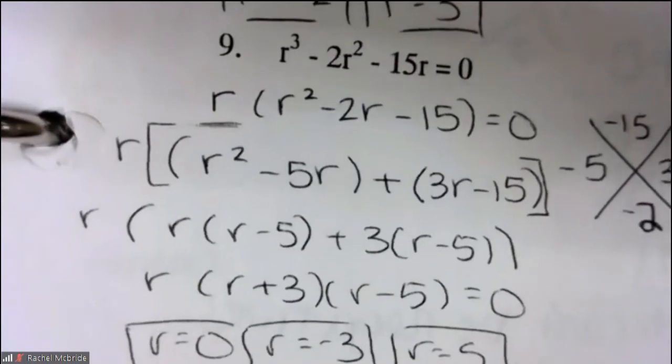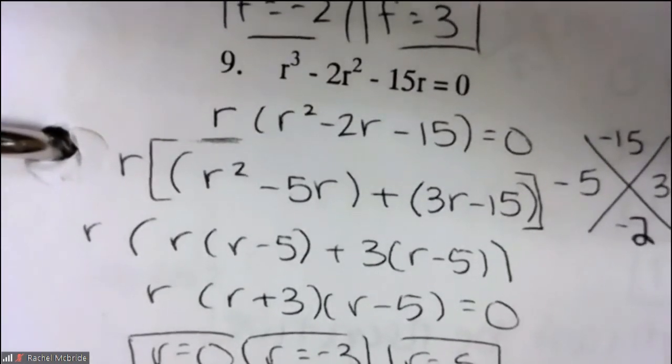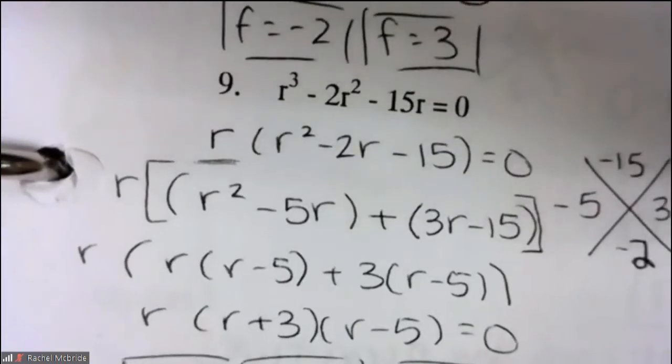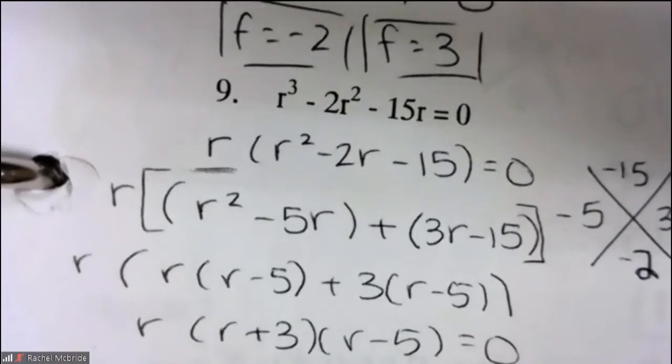Yeah. All right, Madison. Number 10. Both. Yeah, give me both. Z equals -5 and Z equals 6. Fantastic.